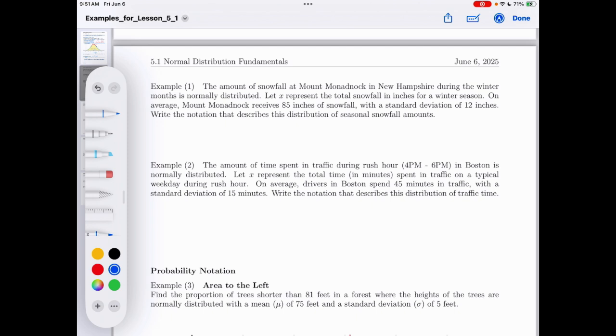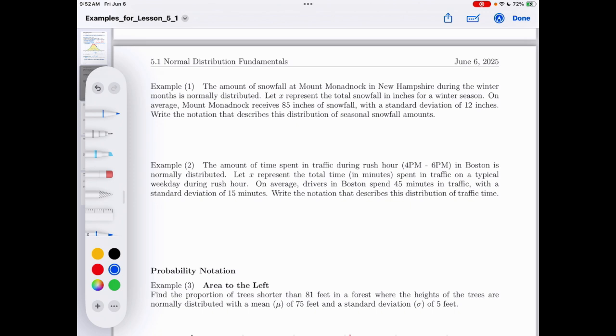So let's practice this notation. In example 1, it says the amount of snowfall at Mount Monadnock in New Hampshire during the winter months is normally distributed. Let x represent the total snowfall in inches for winter season. On average, Mount Monadnock receives 85 inches of snowfall with a standard deviation of 12 inches. Write the notation that describes the distribution of the seasonal snowfall amounts.